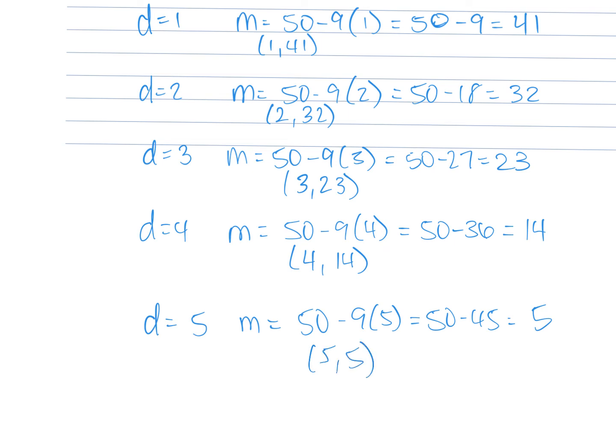Why can't I use 6? Good. Can we pay for a DVD that we don't have money for? No. Because if we plugged in 6, you would get 50 minus 9 times 6, which would be 50 minus 54, which would mean that we would owe the DVD store $4, which you can't really do. They're not going to let that slide. They're going to be like, no, you can buy 5 of them, but you can't buy that 6th one because you don't have enough money for it.